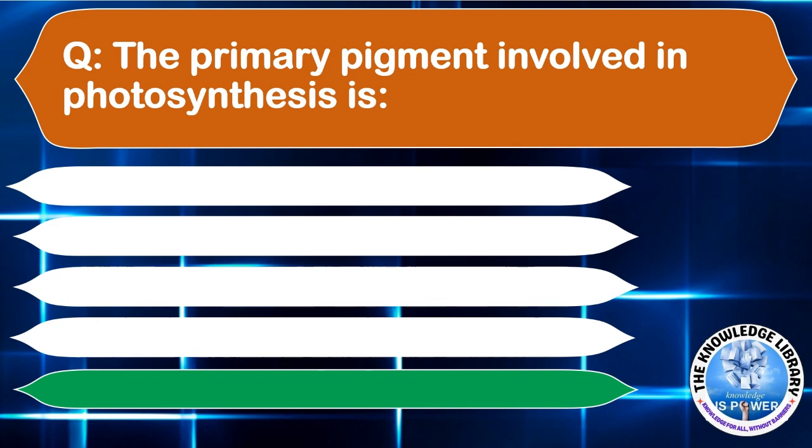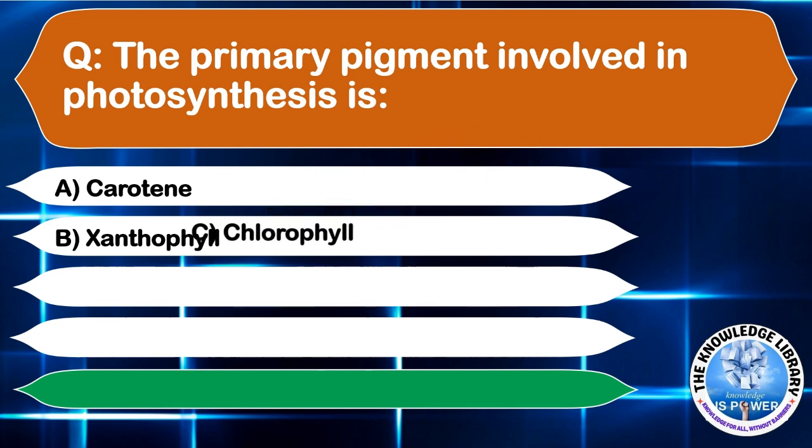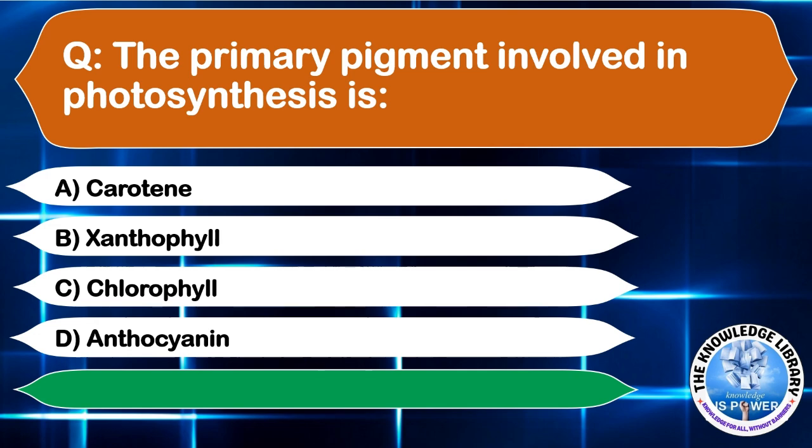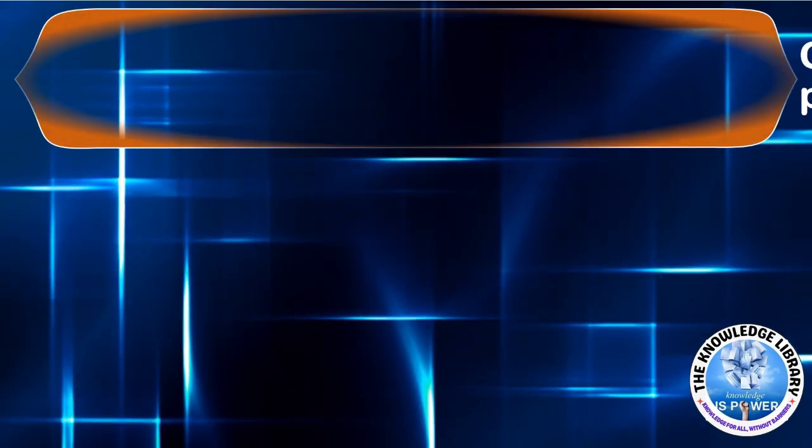The primary pigment involved in photosynthesis is option A, carotene. Option B, xanthophyll. Option C, chlorophyll. Or option D, anthocyanin. The correct answer is option C, chlorophyll. Moving to the next question.